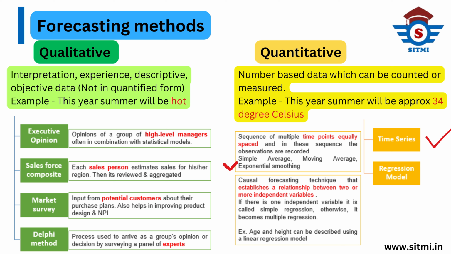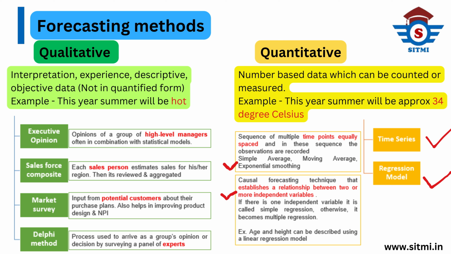Now the second part in quantitative forecasting is the regression model. So the regression model is basically considered a causal forecasting technique. Now what is causal? A causal forecasting technique establishes a relationship between multiple variables. So historical data establishes some functional relationship between two variables. If there is one independent variable, it is called simple regression. Otherwise, it becomes multiple regression if there are multiple independent variables.